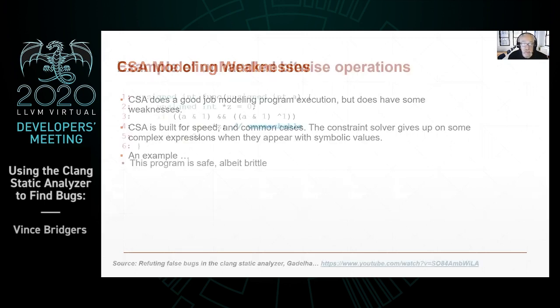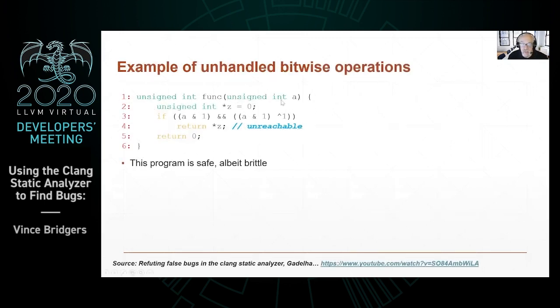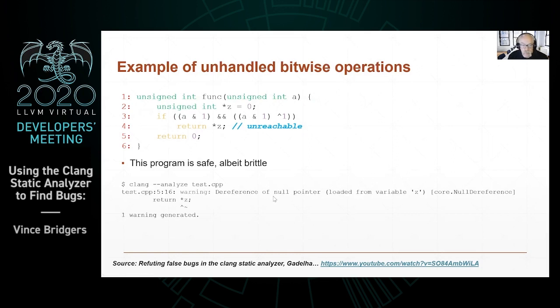So an example is this example of an unhandled bitwise operation. So in this particular case, the analyzer warns on dereference of a null pointer. We'll never reach this state because by definition of this state of the code at line 3, this program is safe, albeit it's pretty brittle. So this is the warning that appears when we try to analyze it.